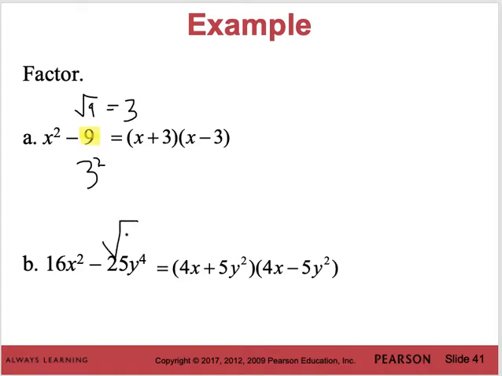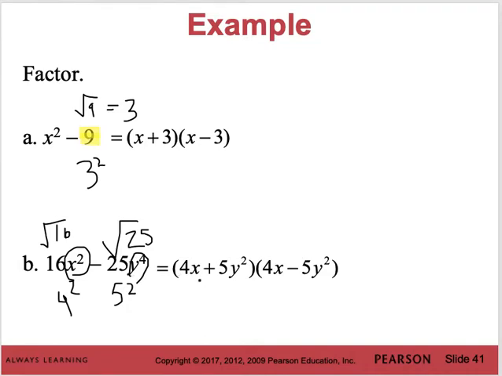Same thing here. What is the square root of 25? Well, that would give me 5. So square root of 16, same thing, gives me 4. So this is the same as saying 4 squared and 5 squared. 16 is equal to 4 squared. 25 is equal to 5 squared. But yet we have these additional variables to incorporate as well.